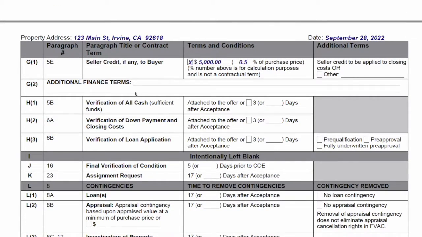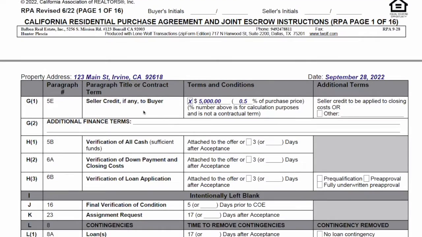Additional finance terms. Now, if there are terms that weren't explicitly mentioned above, this is where you're going to write them in. This is an auxiliary line.